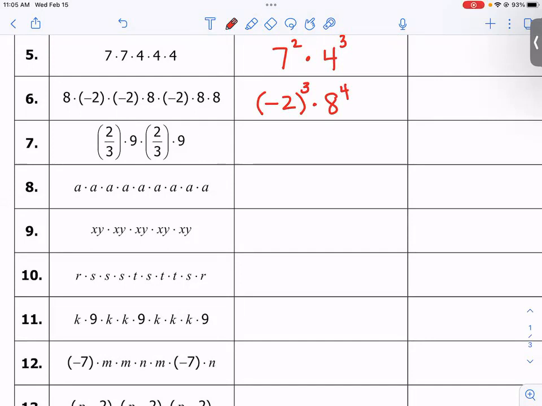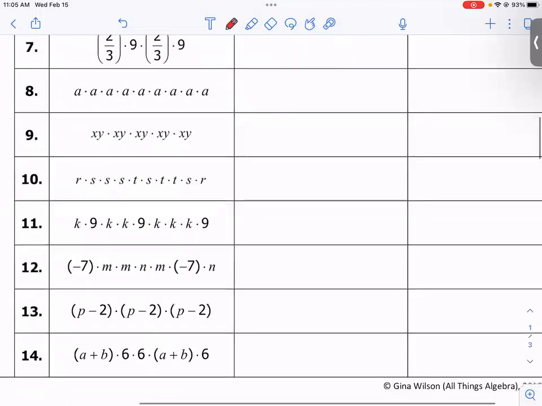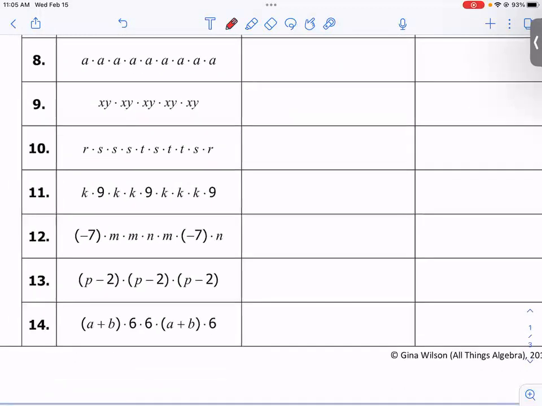If I asked you to multiply this out, I'm not going to worry about it right now. Would it be a positive or a negative number? It would be negative. Okay. It would be negative because -2 times -2 times -2 would be a negative number. Okay. All right. So now let's look at it when we have letters. This makes it easier, actually.